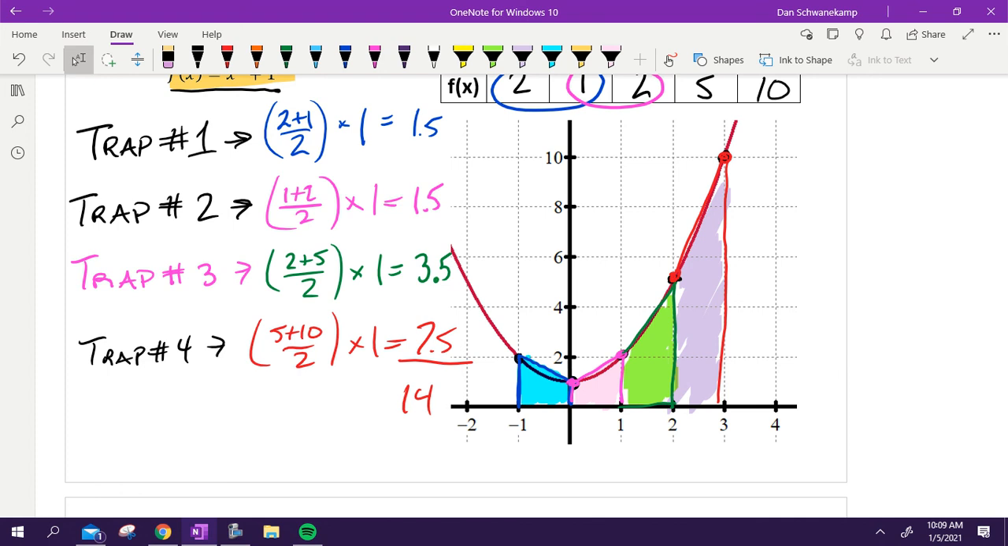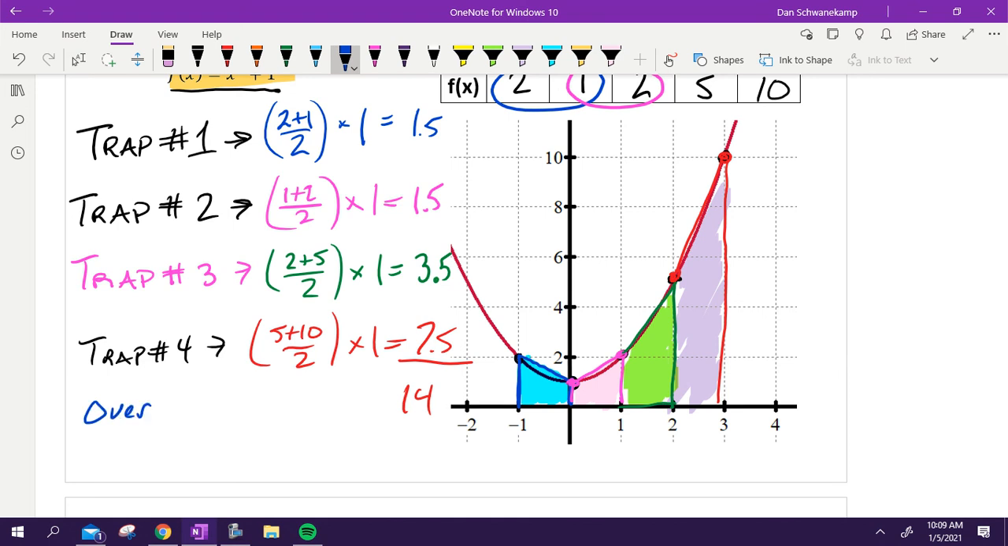Is that answer an over or an under approximation? And why do you think that's true? Talk to each other. Go. There we go. Thumbs up if you think it's an over approximation. Thumbs down if you think it's an under approximation. I agree. It is over.